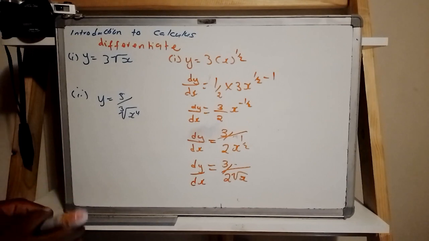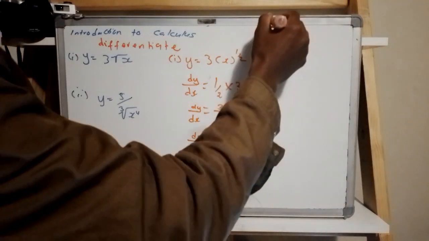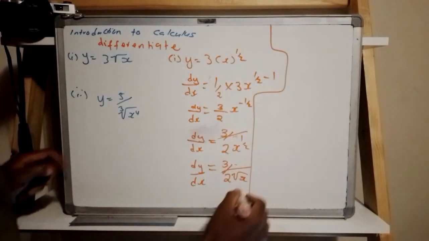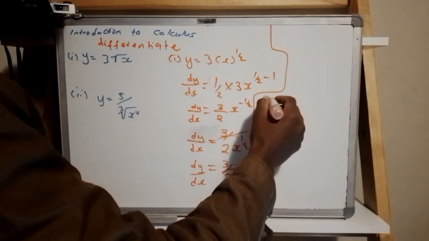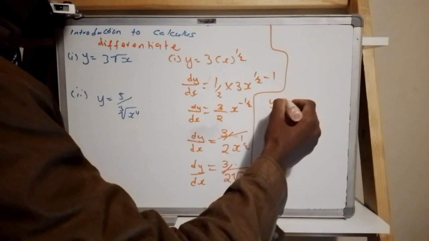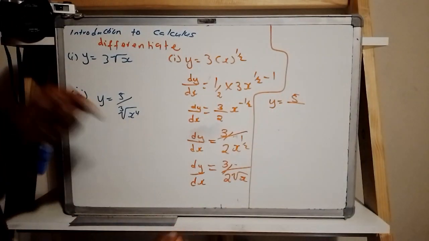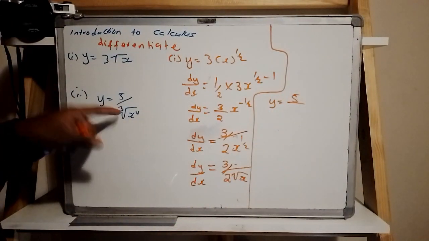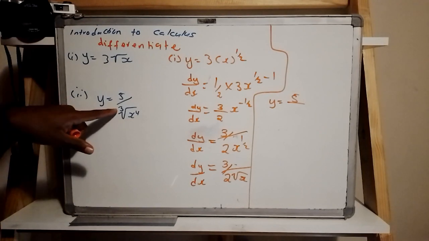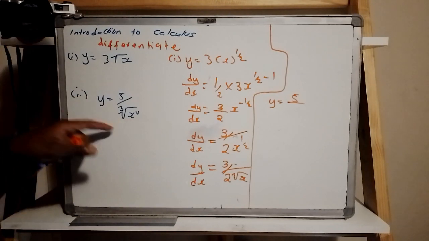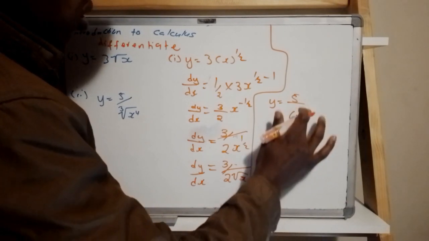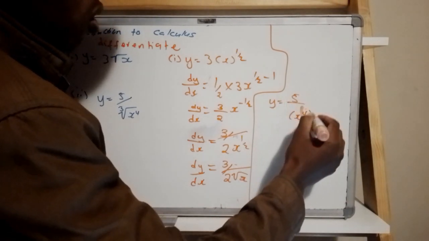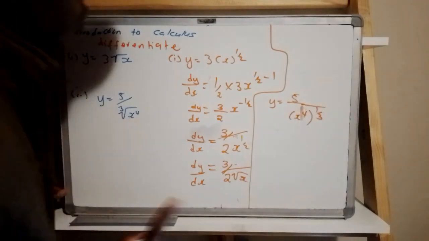Let's attack the next question, which says I have y is equals to 5 over. Can I change this? I see to the power 3, cube root there. It means I can change it to 1 over 3. This will give me x to the power 4, 1 over 3. This is what I have.